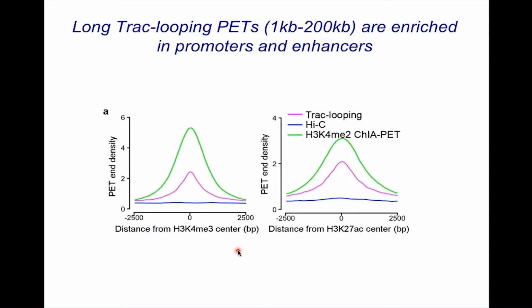So the next category is Trac-looping PETs from 1 kb to 200 kb. And you can see that at the peaks of H3K4 methylation representing promoters, or peaks of H3K27 acetylation representing enhancers, Hi-C PETs are not enriched as expected, but both the ChIA-PET PETs and Trac-looping PETs are highly enriched, indicating that Trac-looping PETs may specifically detect promoter-enhancer interactions.